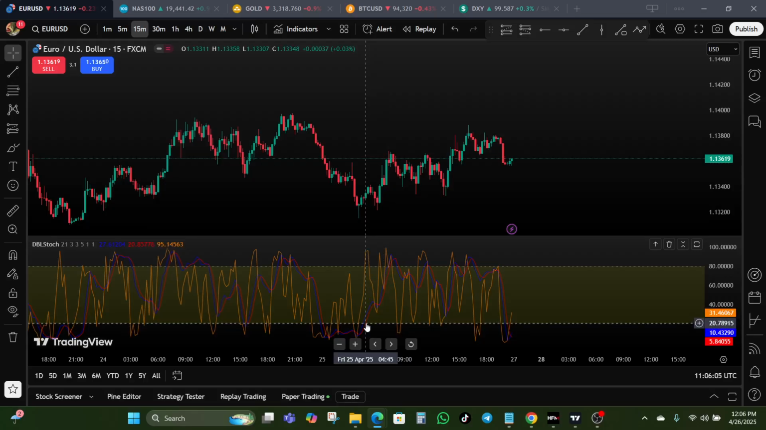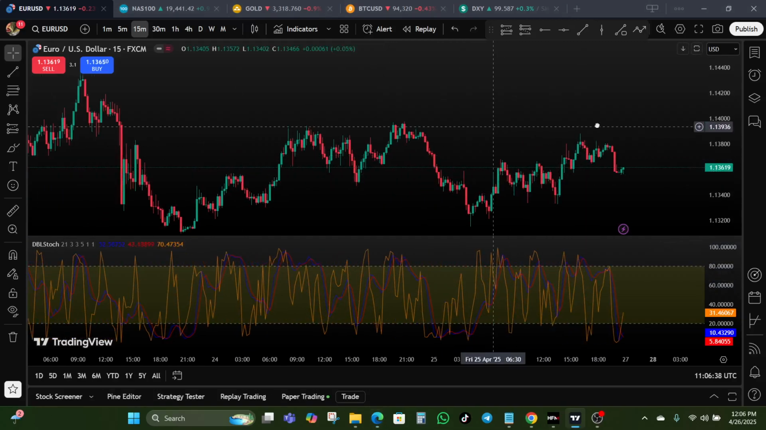All right, so do not sleep on this. You have to pay attention to the alignment of both stochastics. You have to watch out for when both stochastics are coming up from the oversold territory. That is going to give you a buy signal. And when both of them are coming down from the overbought territory, you have your sell signal.